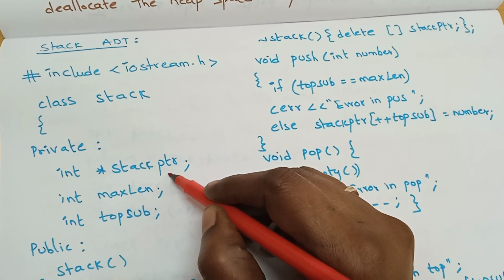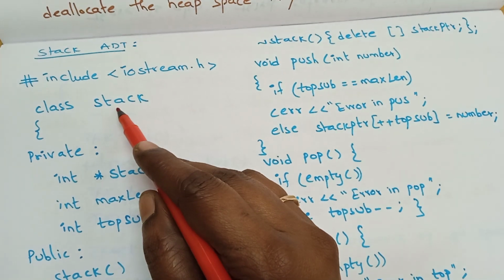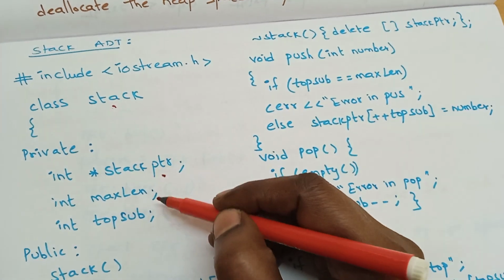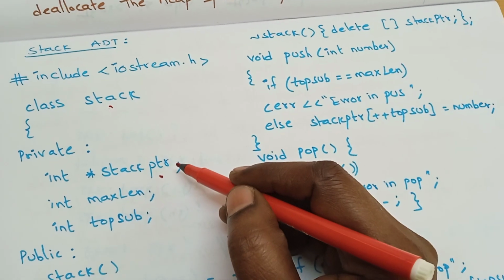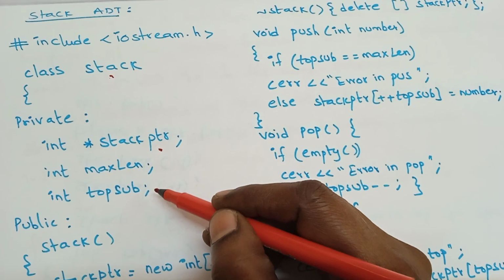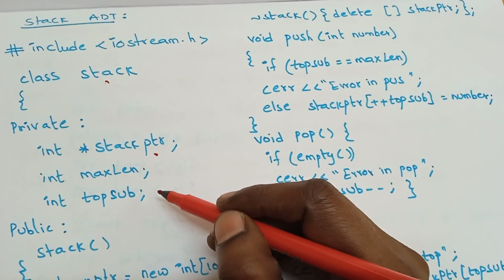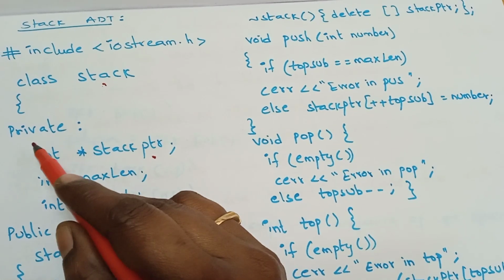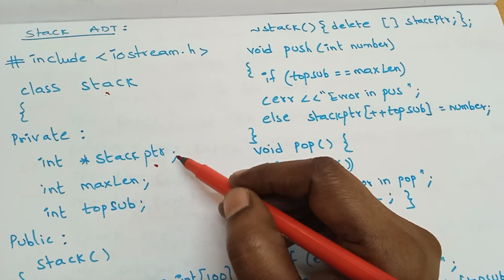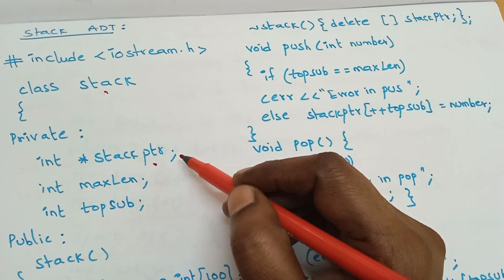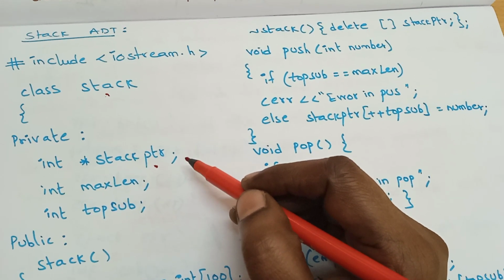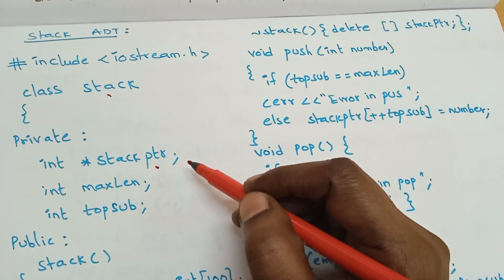data. The stack class has three data members, stack pointer, maximum length and top sub, all of which are private. Access specifier I took as private. Stack pointer is used to reference the heap dynamic data, which is the array that implements the stack.